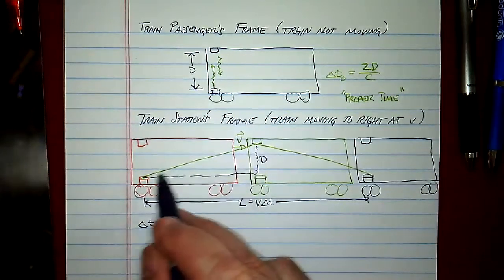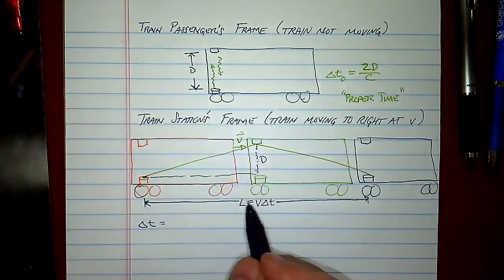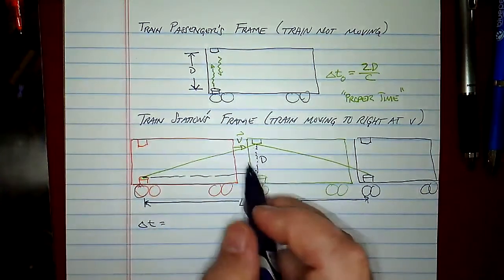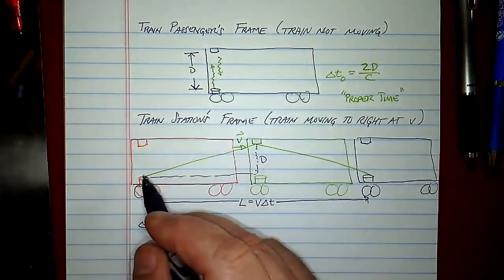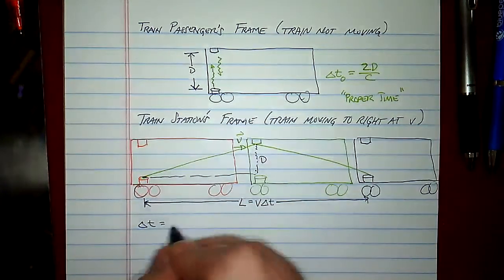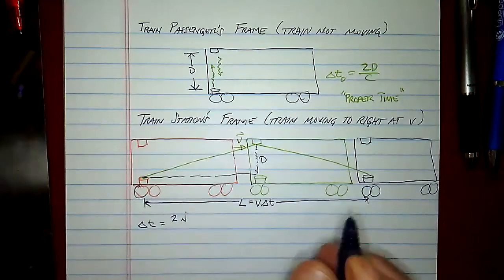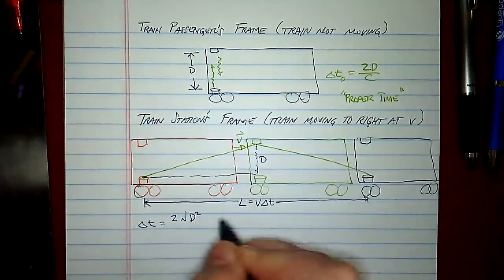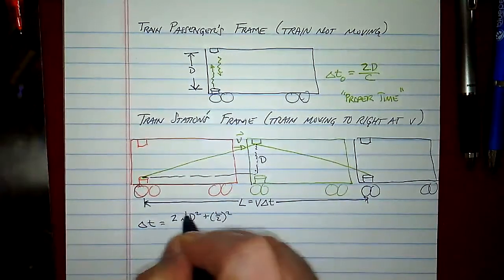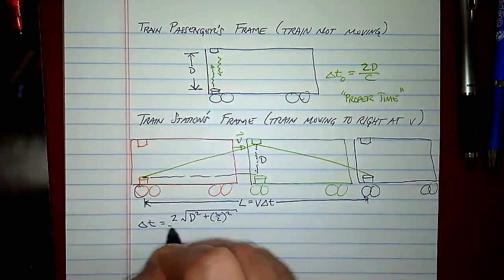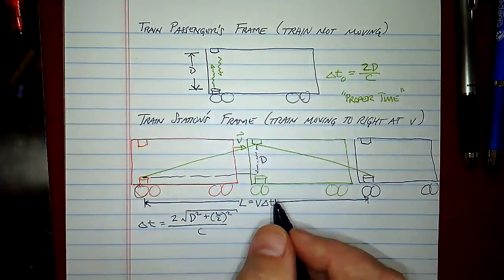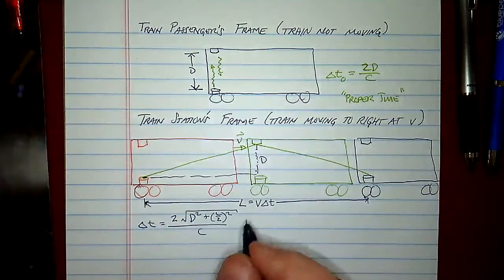So from here to here would be half of this distance, or half of the L if you wanted to, and this would be d, so we can just use the Pythagorean theorem. I'm going to use the Pythagorean theorem on one triangle, but I'll multiply it by 2, and that'll give me the total length. So it'll be 2 times the square root of d squared plus L over 2 squared. And then, of course, all that will be divided by the speed of light, because that's how fast the light beam is traveling.